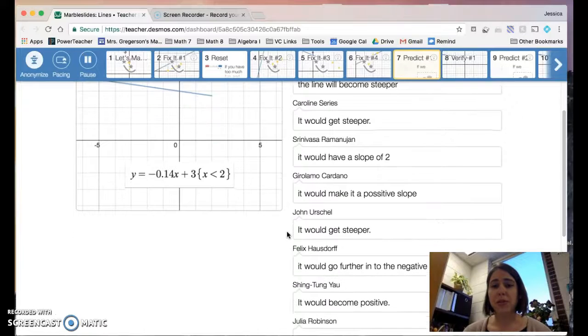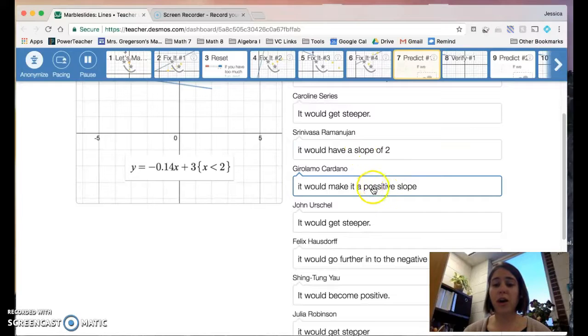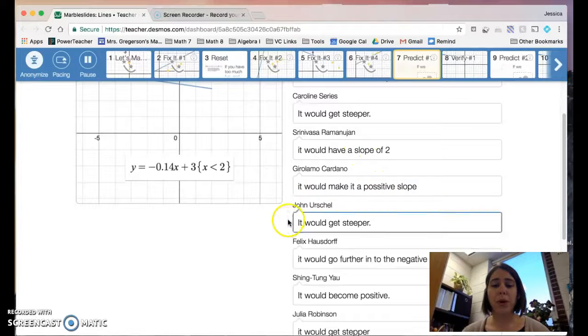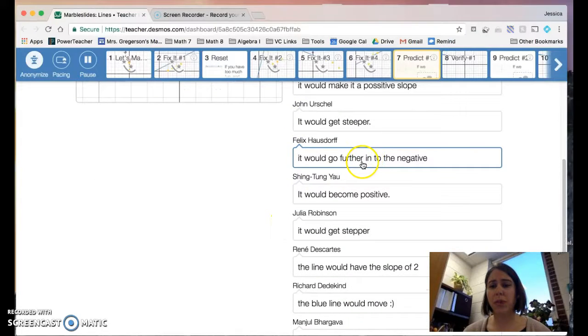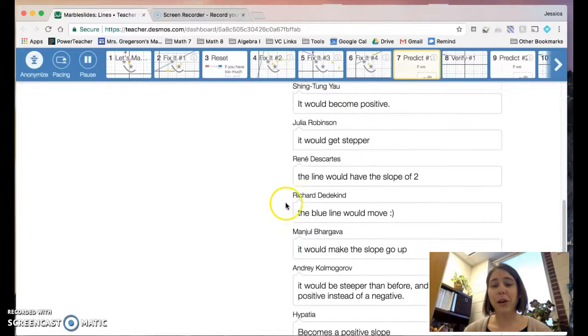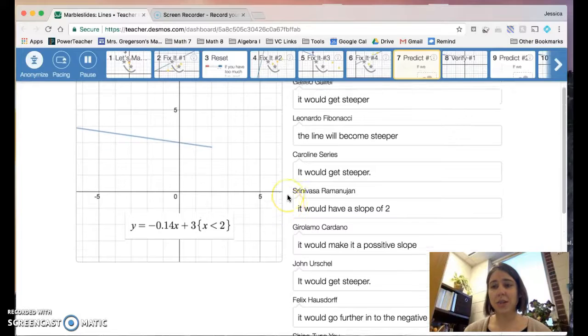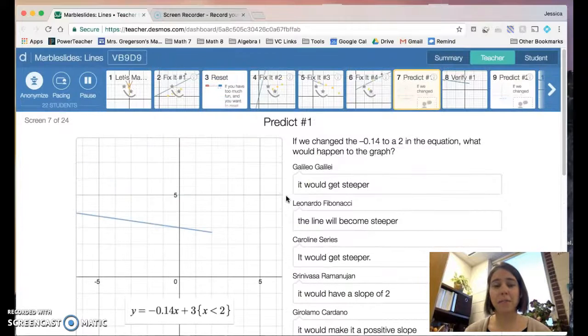We would also talk about some specific terms students are using. Like this student here used the term slope or even positive slope. I would probably ask what they think the student meant by going further into the negative, because that's a little bit of a unique answer. I would be able to see as a teacher that this student right here maybe doesn't have a good understanding of what's going on. They just simply said the line would move. But overall, this is a great tool to use to lead some class discussion during an activity.